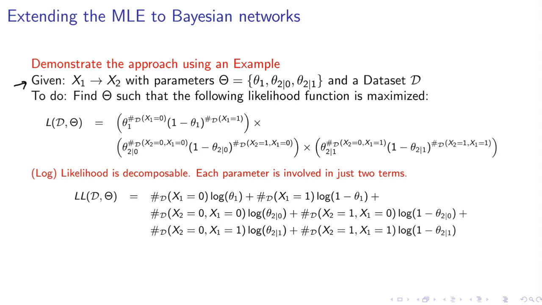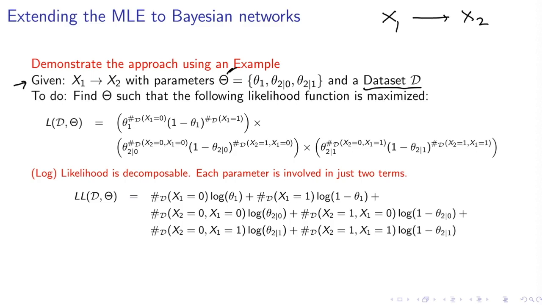Let's say you are given a Bayesian network with two variables, x1 and x2, and there is a directed edge between x1 and x2. Let's say the parameters of this model are given by theta. So we have a parameter theta 1, theta of 2 given 0, and theta of 2 given 1. And we are also given a data set D. Let me draw this Bayesian network and precisely specify the parameters.